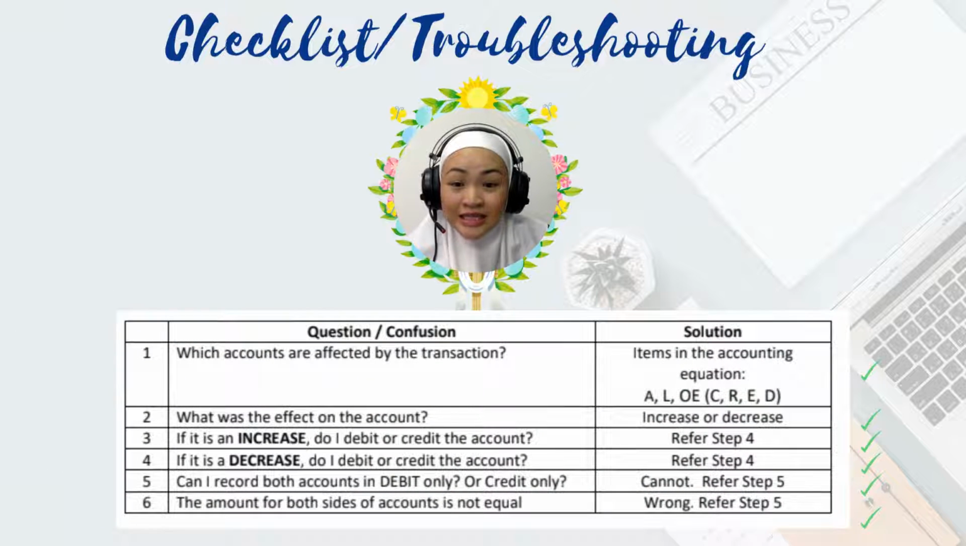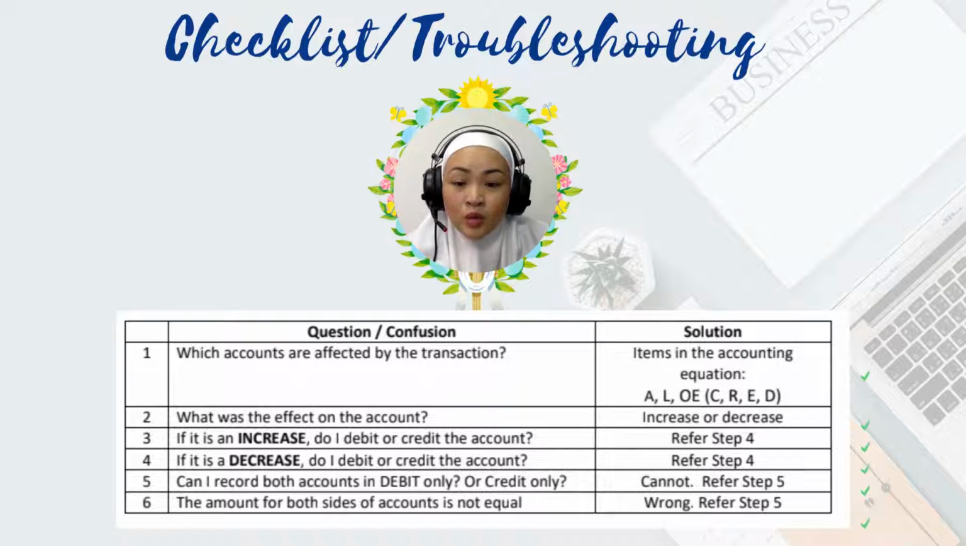The next tool is the checklist or troubleshooting. Under the checklist or troubleshooting, we have concluded into 6 items. The first one is which accounts are affected by the transaction. These are the items in the accounting equation, which are asset, liability, capital, revenue, expenses or drawing.